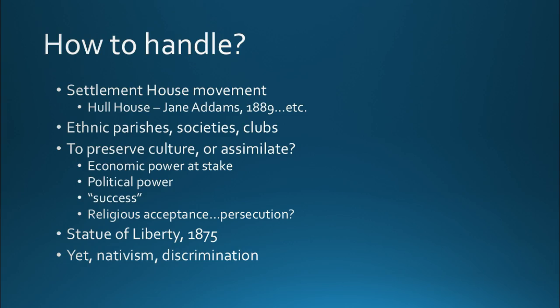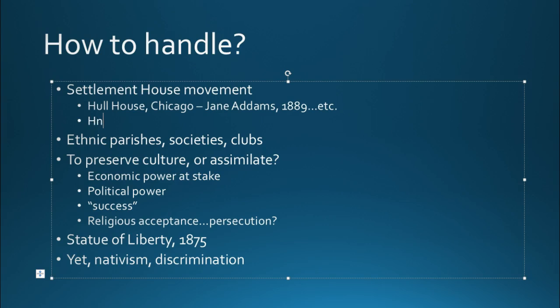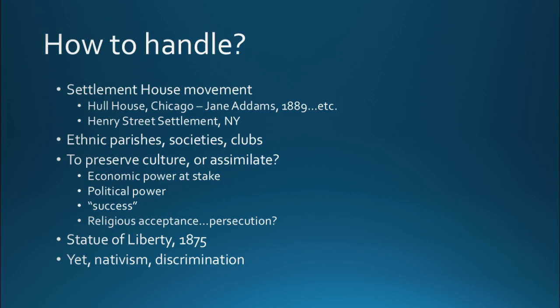Okay, well, there were a couple of approaches. One that you should know of is the settlement house movement. And the most famous of these, the first of these, is Hull House, which was in Chicago. And in New York, you had the Henry Street Settlement. Jane Addams is the woman there. She is the first of the Settlement House people, and it goes back to 1889. So you see the time period. The Henry Street Settlement still exists today in New York. The Hull House is still there.